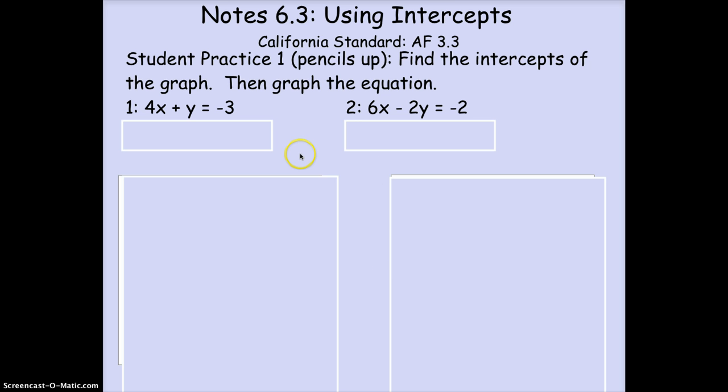So let's go ahead and do our first student practice. Find the intercepts of the graph, then graph the equation. Go ahead and try this. Make your graph.